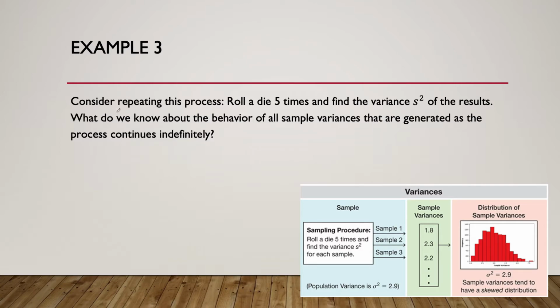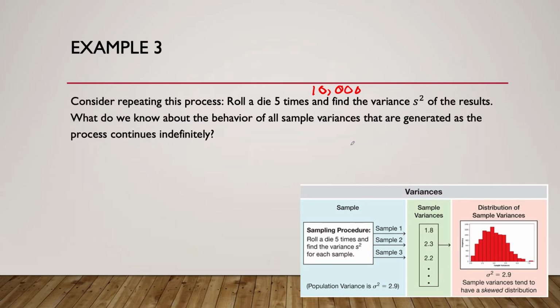And with example 3, you consider repeating this process again 10,000 times. We're only going to type 5 times and find the variance, s squared, of the results. What do we know about the behavior of all sample variances that are generated as the process continues indefinitely? So again, we do this 10,000 times.